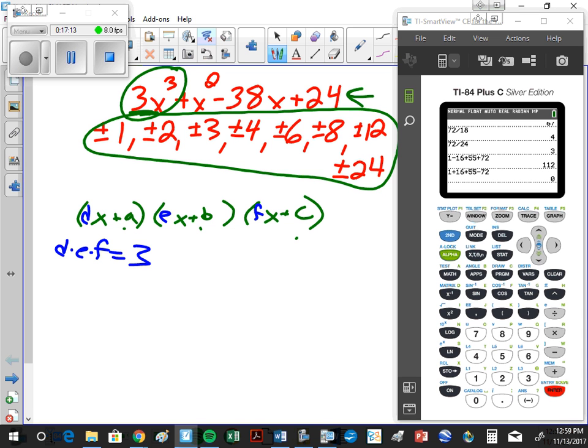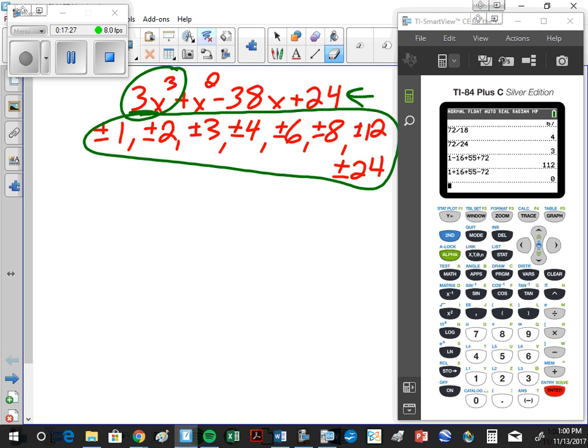So if I had 3x plus 2, what's the root? Negative 2 over 3. So what that's telling me is if there's a number here, that number could create a fraction. So I have to take all of these values and divide them by 3, and those are also possible roots. But if they simplify, then I don't need to write them down because I already have them.